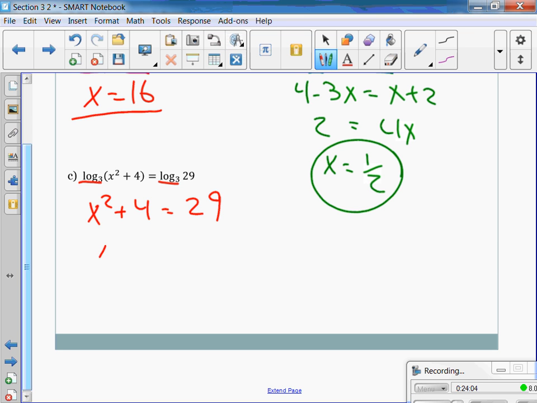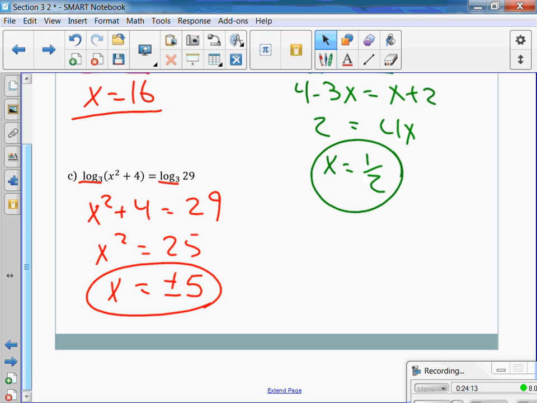Absolutely, x equals plus or minus 5. How was that, folks? Easy stuff, difficult stuff. Review, hopefully.